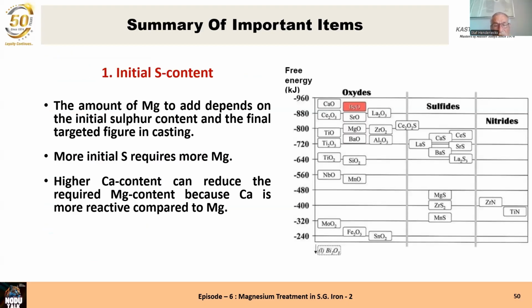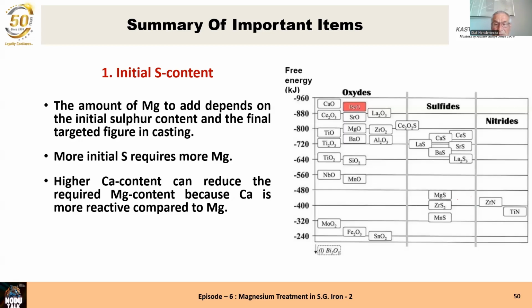The initial sulfur content: we can calculate how much magnesium I need for removing the initial sulfur content down to the final figure I want to target in my casting. The final figure should always be equal or higher than 0.006% sulfur. More initial sulfur requires more magnesium, or a ferrosilicon magnesium with a higher calcium content, because the calcium is more reactive than the magnesium. You can see it in the graph at the right side.